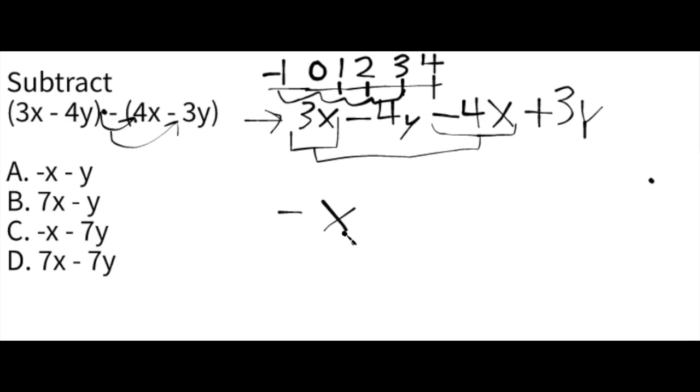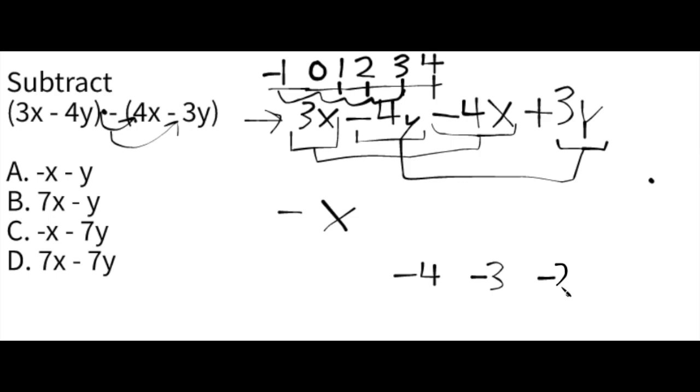Now, on the other hand, we want to work with our y's. So we got our x's out of the way, and now we want to work with our y's. We've got negative 4y plus 3y. You can think of this the same way. Let's start with negative 4, because it's negative 4y. On a number line, we'd have negative 4, negative 3, negative 2, negative 1, and 0.